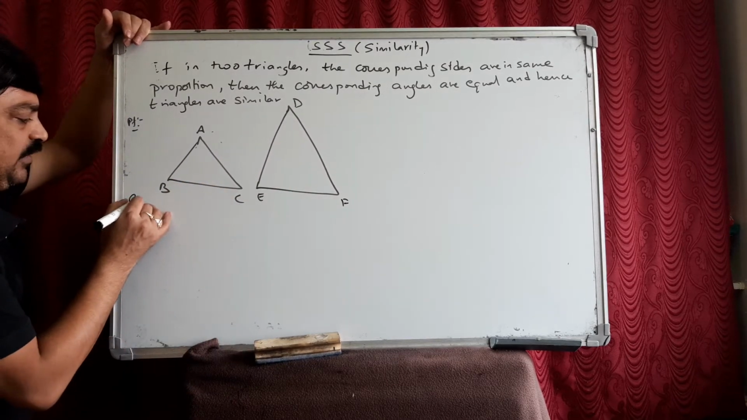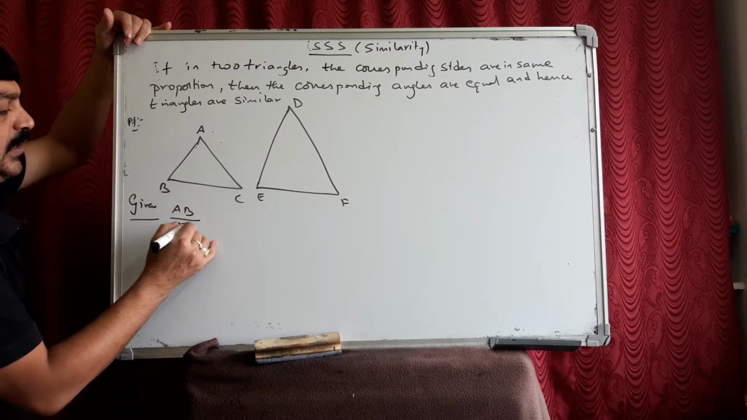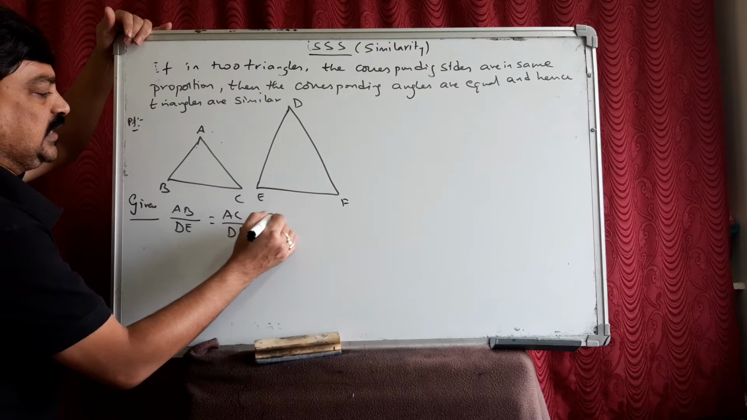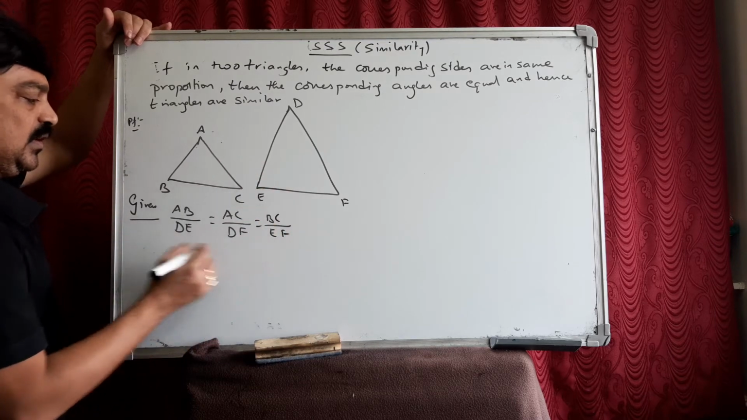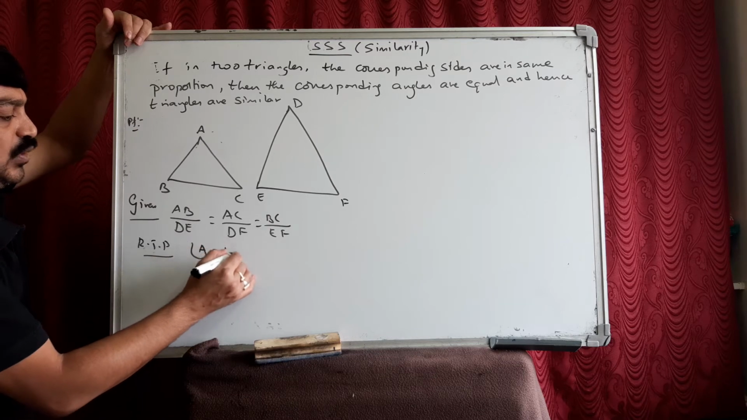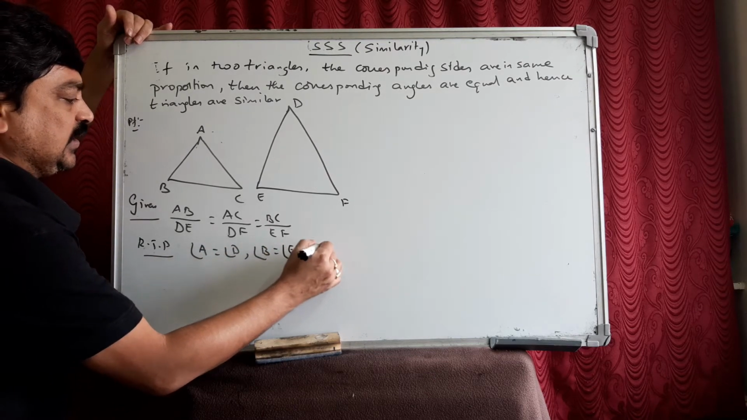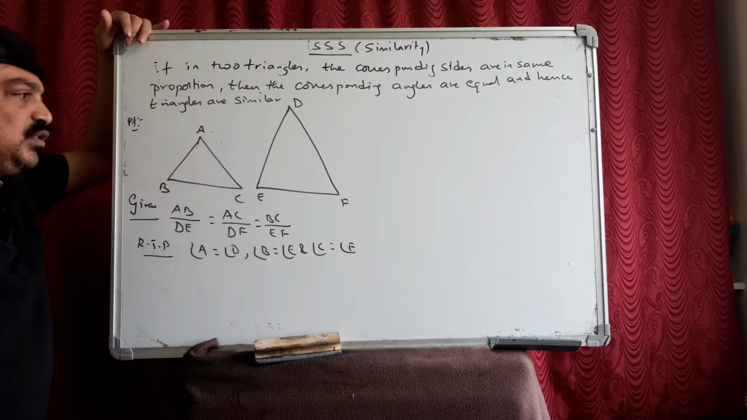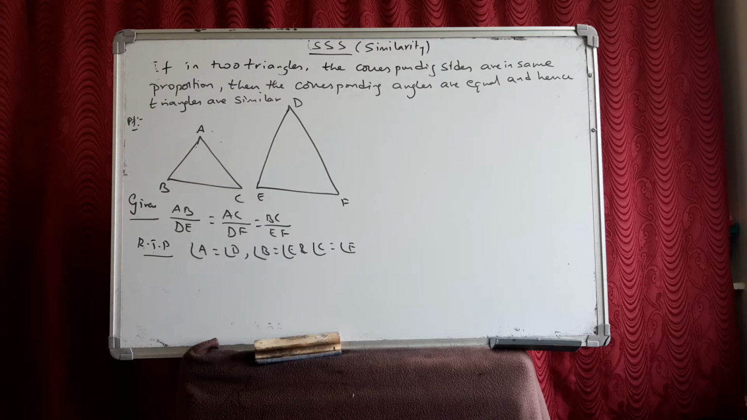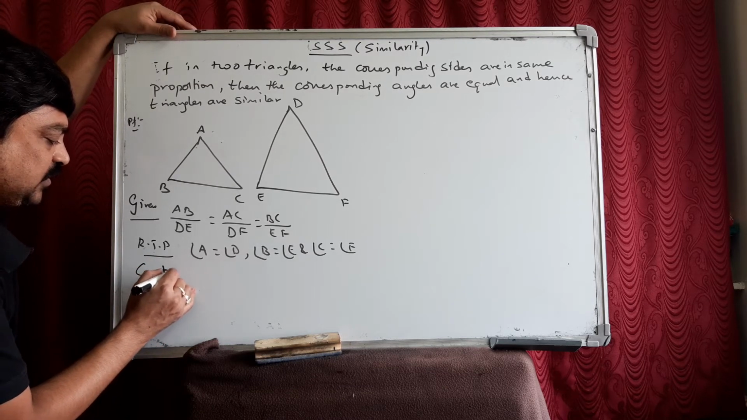What is given? Given here is AB by DE is equal to AC by DF is equal to BC by EF. This is given. And what is RTP, required to prove, is angle A is equal to angle D, angle B is equal to angle E, and angle C is equal to angle F. That's what we have to prove. Okay. Now we use the concept. What concept do we use? The same construction is required here for all the three theorems.